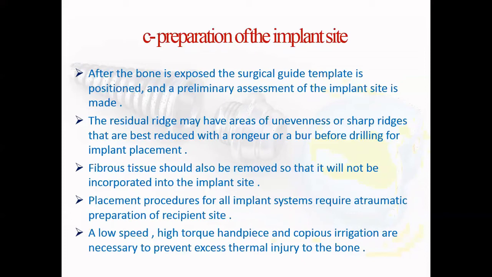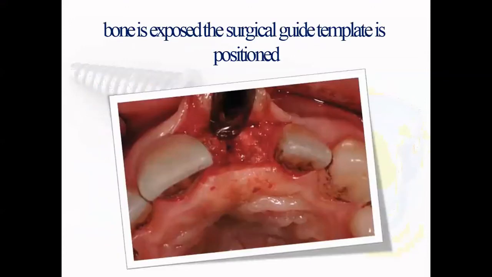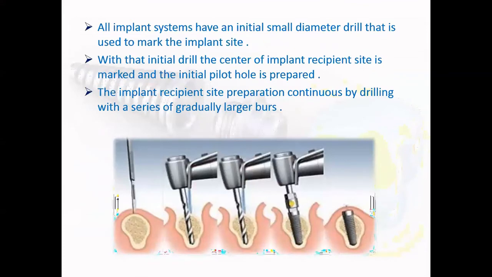Placement procedures for all implant systems require atraumatic preparation of the recipient site. A low speed, high torque dental handpiece and copious irrigation with saline are necessary to prevent excess thermal injury to the bone. So we can see a picture where the bone is exposed and the surgical template is placed, and next we have to place the implant.